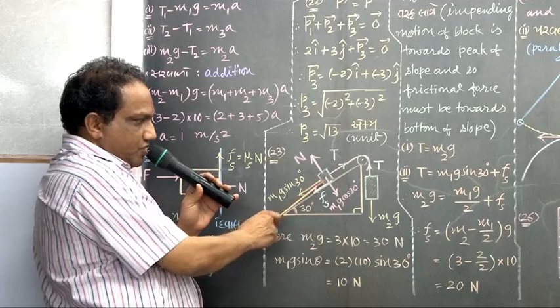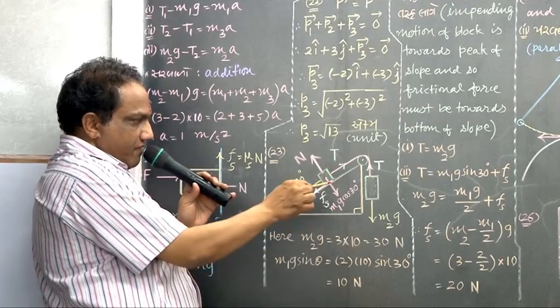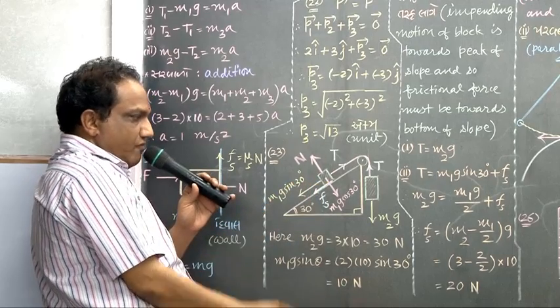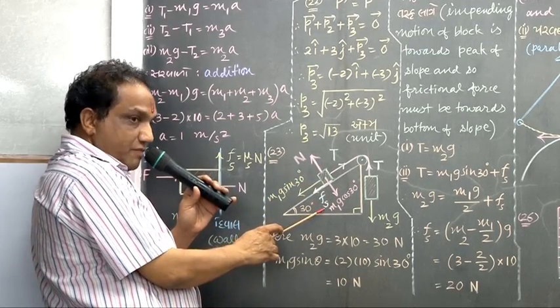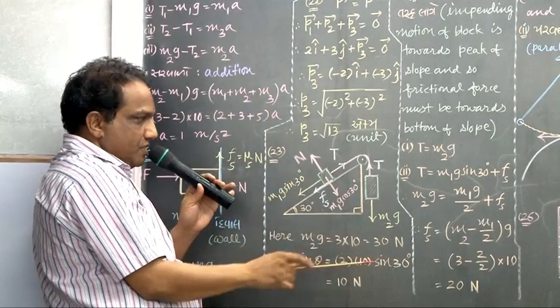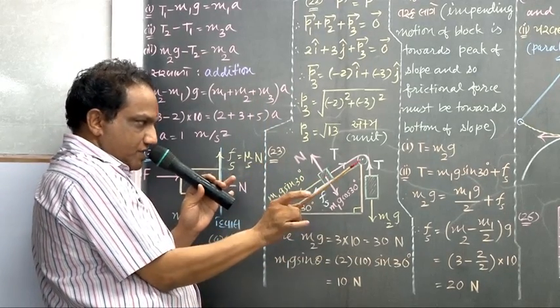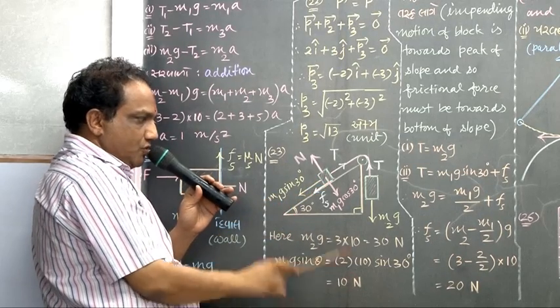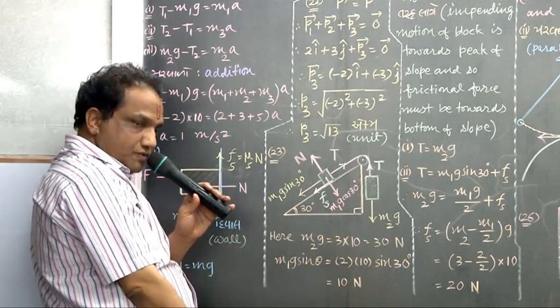If expected motion is towards the peak, then frictional force will be just opposite. Okay? And why have I shown Fs here? Because they have said that the whole system is under equilibrium. So this block is also at rest. In the rest condition of the block, whatever frictional force is produced is called static frictional force.